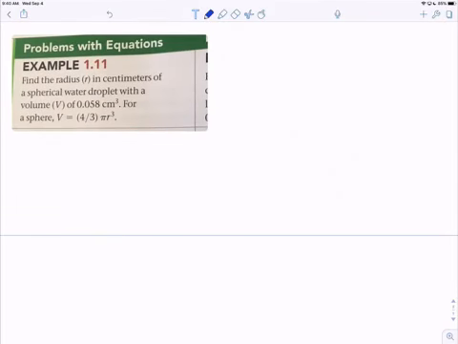All right, last one, and then we can go talk about atoms. What is the radius in centimeters of a spherical water droplet? The volume of the sphere is 0.058 cubic centimeters.